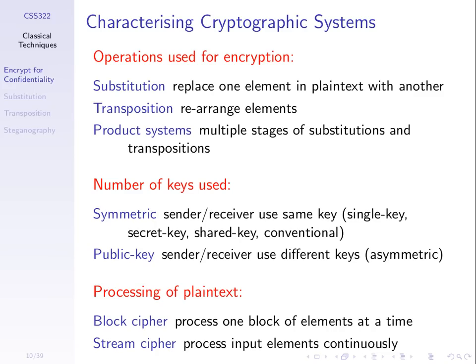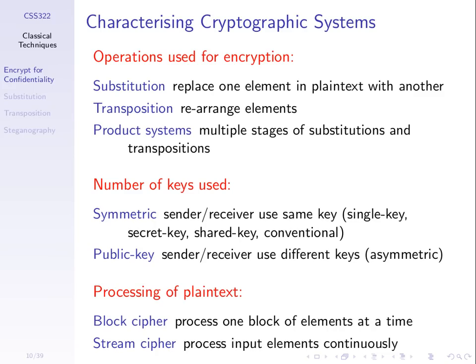Transposition is even easier: rearrange those elements. You've got H-E-L-L-O as the plain text. Transposition is rearranging those five letters, so maybe you get L-E-O-H-L. Just a reordering of the elements, a reordering of the letters. They are the two main operations we'll see in many ciphers, both the classical ones and the real ones which are used today.